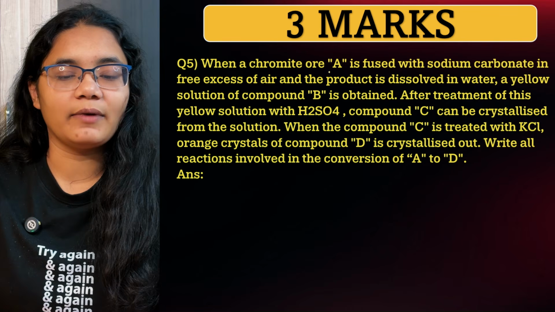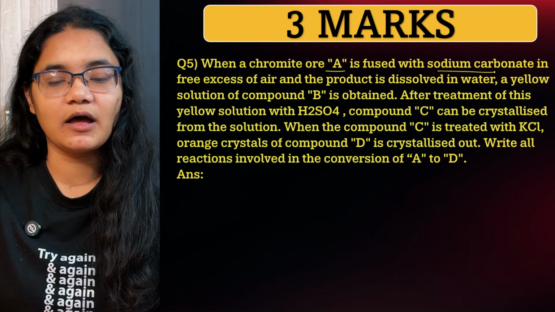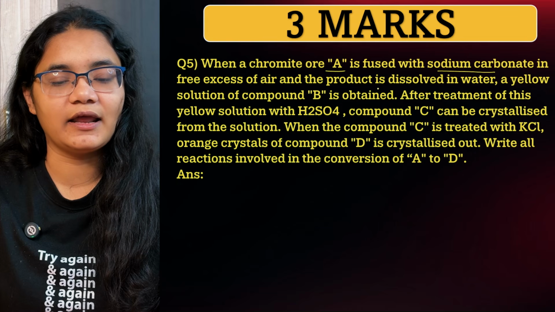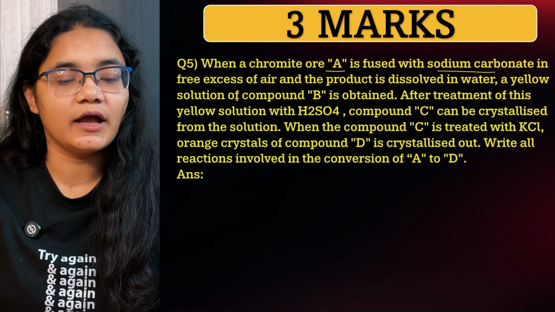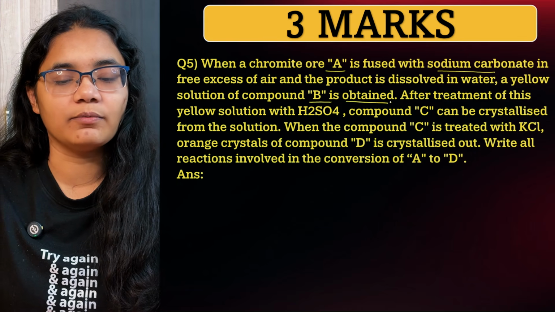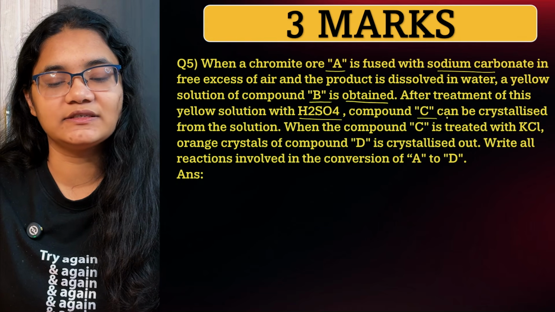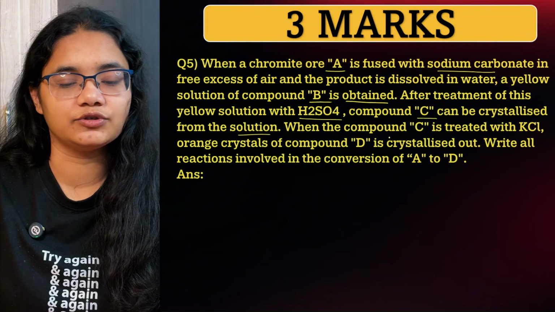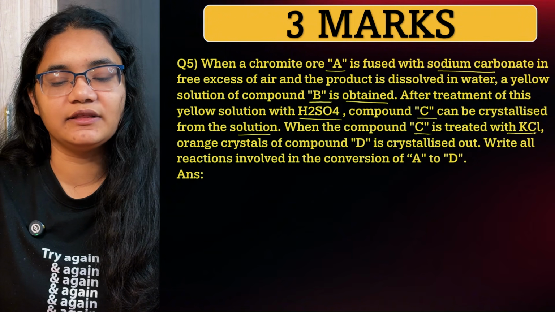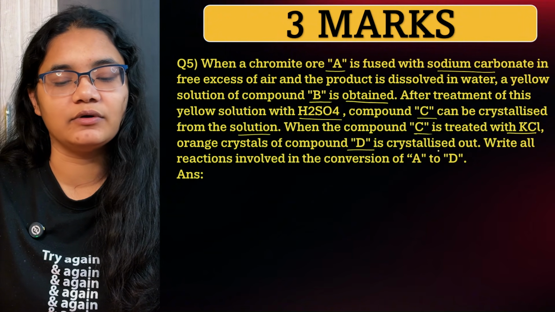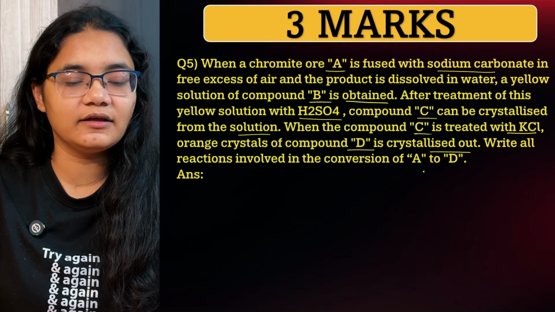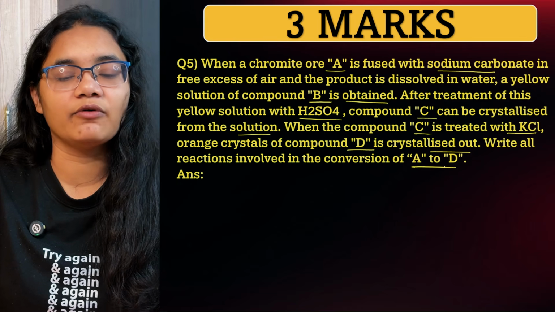Next, we'll see a chromite ore A is fused with sodium carbonate in free excess of air and the product is dissolved in water. A yellow solution of compound B is obtained. Now, after the treatment of this yellow solution with H2SO4, compound C can be crystallized from the solution. When the compound C is treated with KCl, orange crystals of compound D are crystallized out. Write the reactions involved in the conversion of A to D.